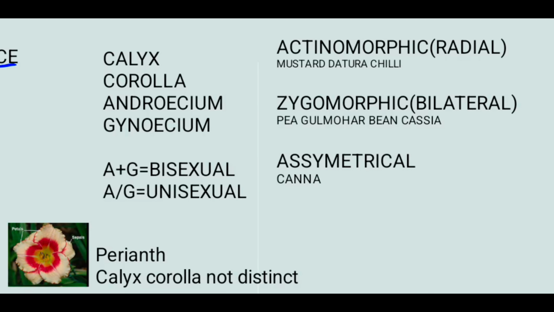Flower is the reproductive part of angiosperm. There are four types of whorl. Sepal whorl as calyx, petal whorl as corolla.